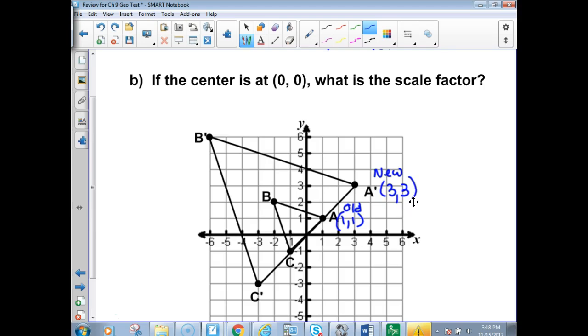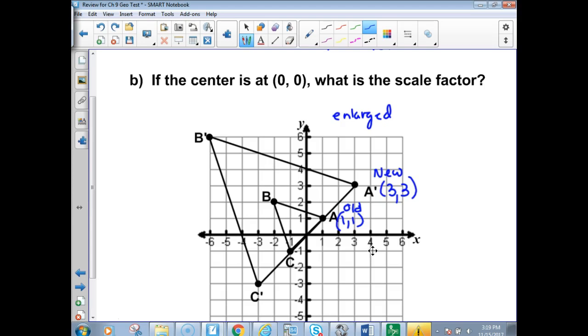Why not 1/3? This was not what has been done to the original figure. Was it reduced or enlarged? Yeah, it was enlarged, right? Okay, so pay attention to that on the test. Hint, hint, hint, very important. It doesn't always get enlarged.